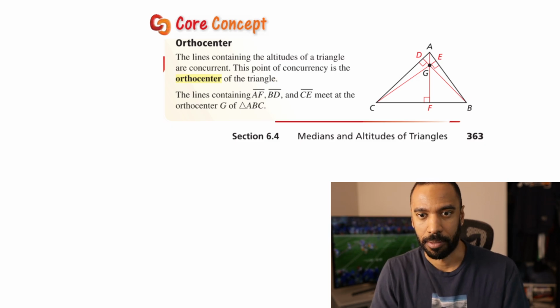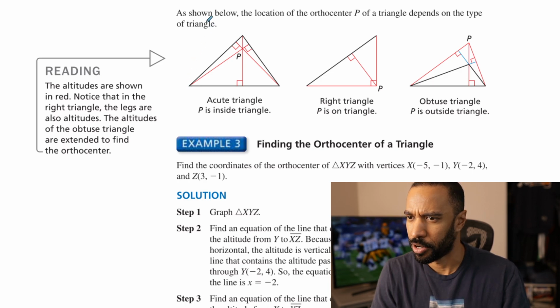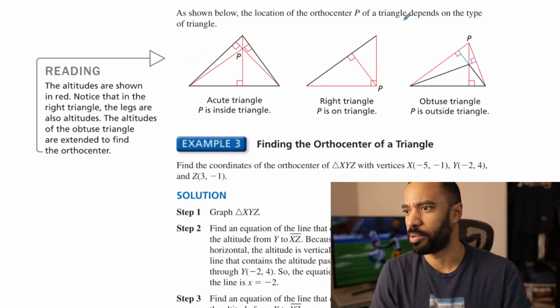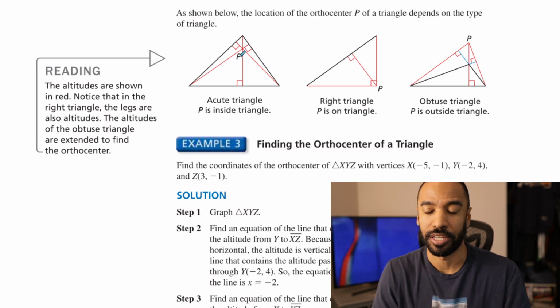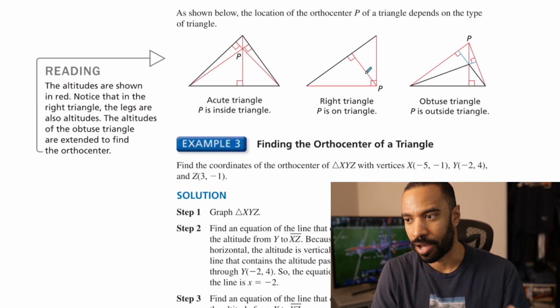Excuse me. Let's see if they talk about it. I don't know what they're going to bring up next when it comes to these things, but I'm going to say more if they don't. As shown below, the location of the orthocenter P of a triangle depends on the type of triangle. In an acute triangle, the orthocenter is on the inside. In a right triangle, the orthocenter is on the triangle.